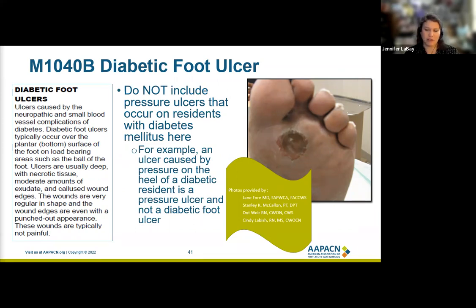Diabetic foot ulcer is going to present more like what you see on the screen there, that kind of punched out plantar surface, and it's definitely different. And certainly that pressure ulcer on the heel is exacerbated by the fact that they have the diabetes, but it doesn't make it a diabetic wound.